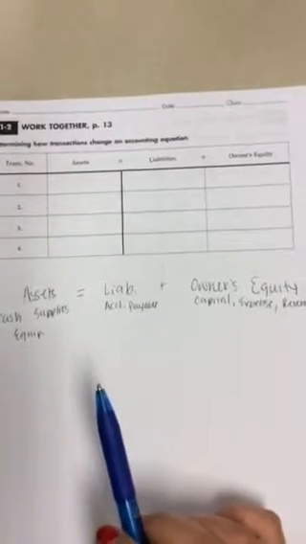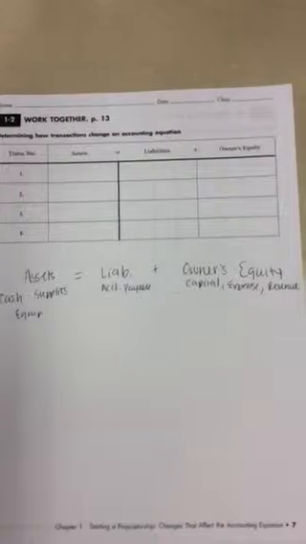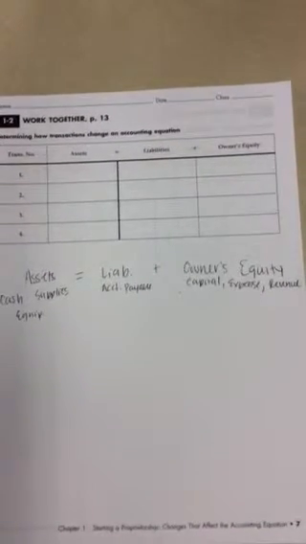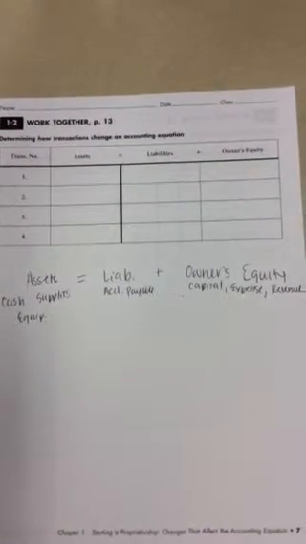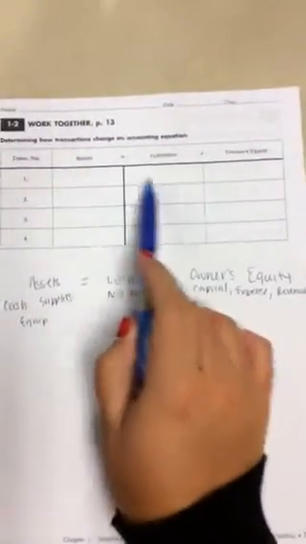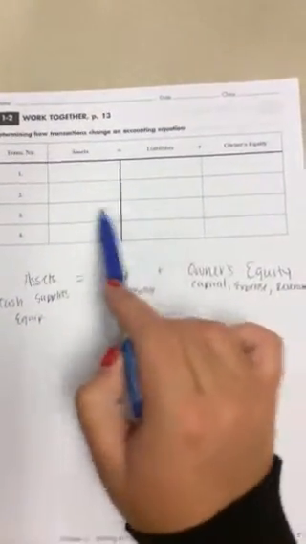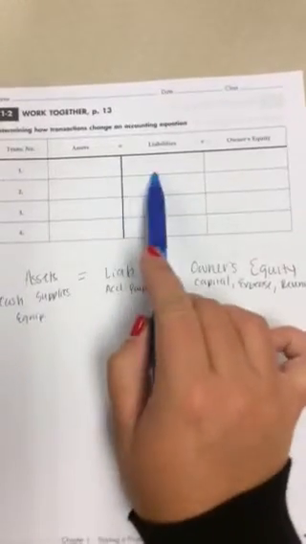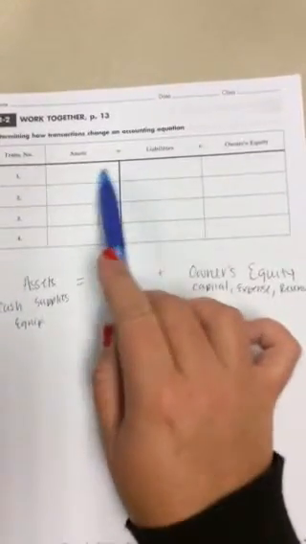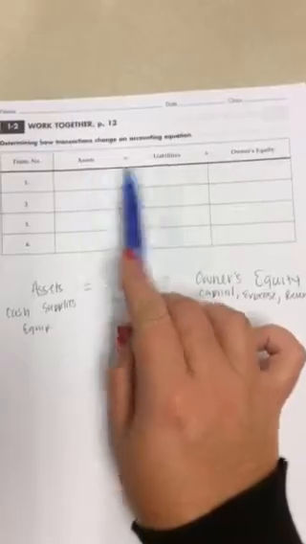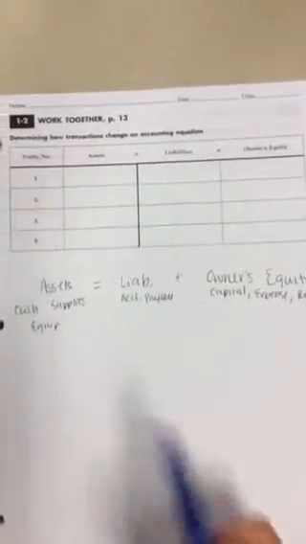Okay. So we're going to start by looking on page 13 in our book. On that, we have a couple different transactions that we need to figure out if we're going to have a plus, a minus, plus, minus to either side. Okay, but we got to make sure our assets are equal with our owner's equity and liabilities.